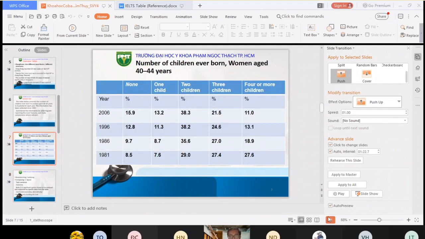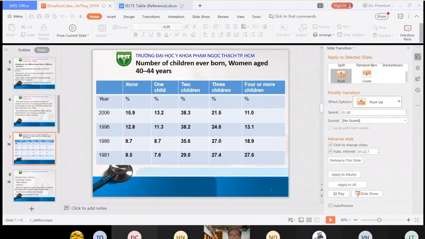Here I have a small task for you. Can you take out a piece of paper? Right now, I want you to start writing an introduction and the overview for this table. Let me quickly remind you about the overview. In the overview, you focus on the outstanding features, the highest, the lowest, the biggest proportion, the smallest proportion, and if you can, you make one comparison in the overview.